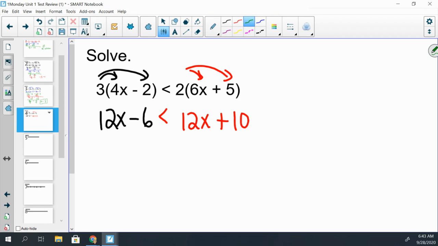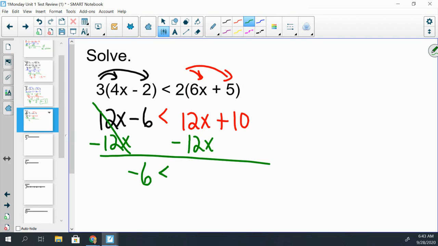So I want to eliminate some of the x's. So I'm going to subtract 12x, subtract 12x. Those disappear. 12x minus 12x is gone. So I have -6 is less than, well, those are gone too, because 12x minus 12x, 10. That is a true statement. -6 is less than 10.